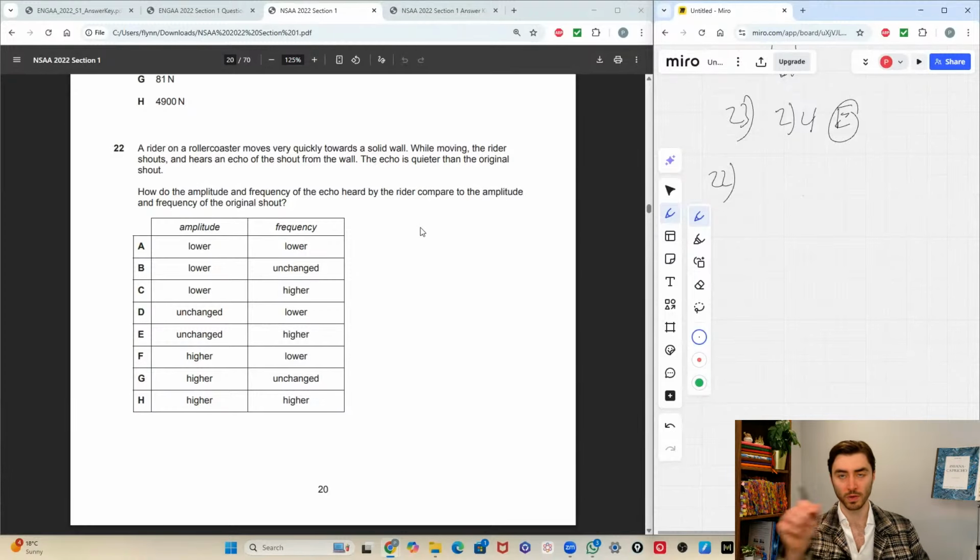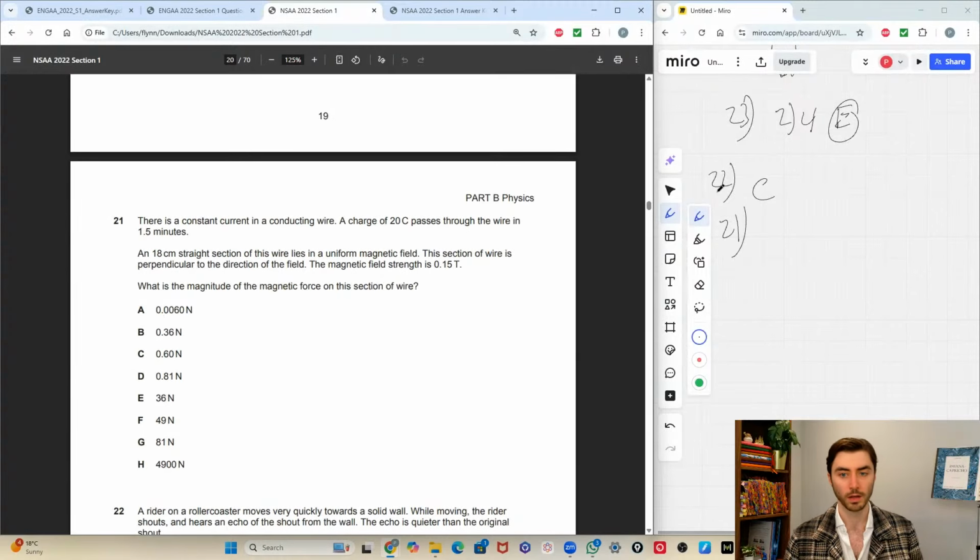And they're moving towards the wall, so the sound waves are hitting the wall with a greater frequency, and they're reflecting off with a greater frequency. So it's a higher frequency. So I think the answer is C. Okay.